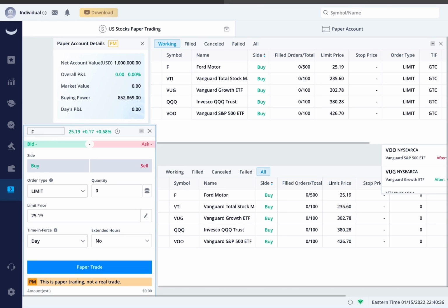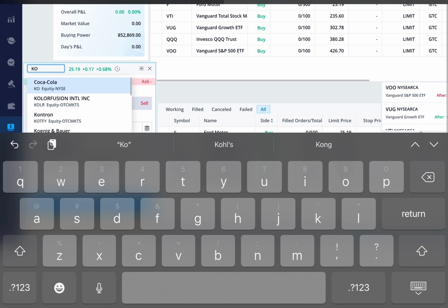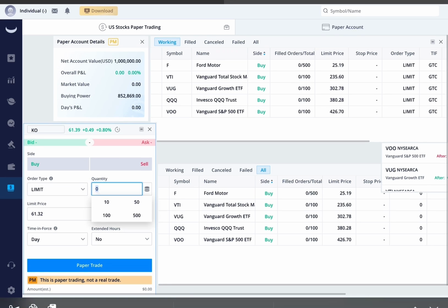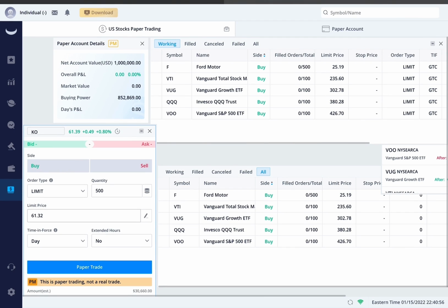The next one I want to do is Coca-Cola, which I believe is KO. Yep, there it is, Coca-Cola. It's $61.32. I'm doing limit. I'm going to buy 500 shares of Coca-Cola. All right. Make sure that 500 goes through at $61.32. GTC, extended hours, yes, paper trade.